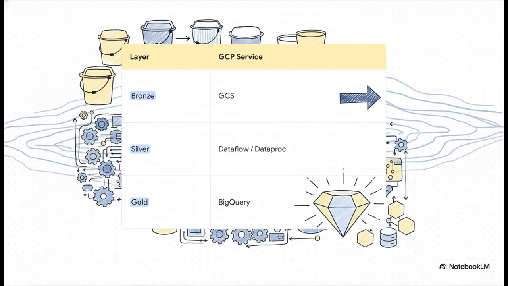And to round out our tour, on Google Cloud, you'll see Google Cloud Storage for bronze. You'll use Dataflow or Dataproc for that silver transformation, and then the powerhouse service BigQuery serves up that gold layer for all your analysis and AI. The pattern is just incredibly flexible.